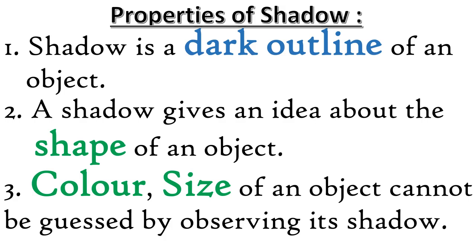Property number 1. Shadow is a dark outline of an object. Property number 2. A shadow gives an idea about the shape of an object. Property number 3. Color and size of an object cannot be guessed just by observing its shadow.